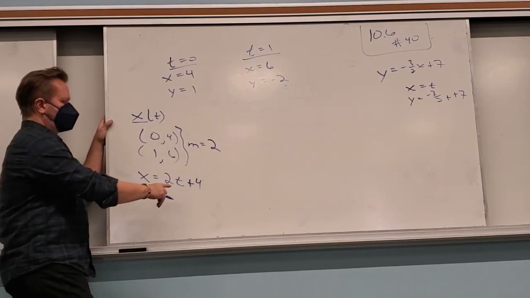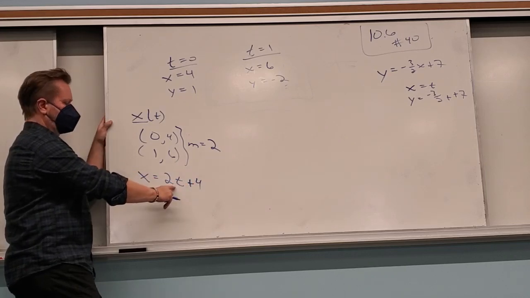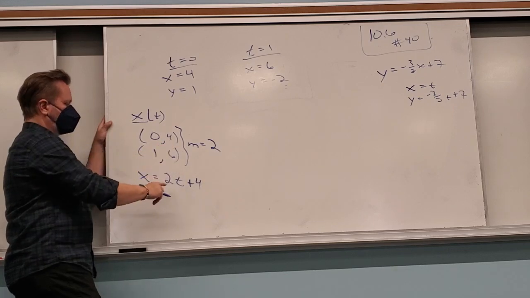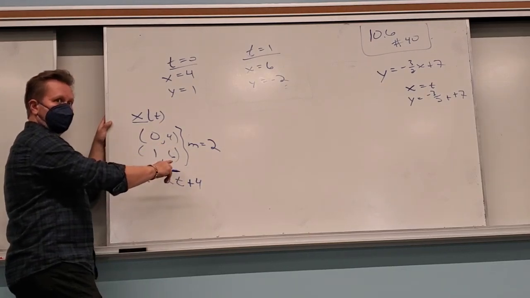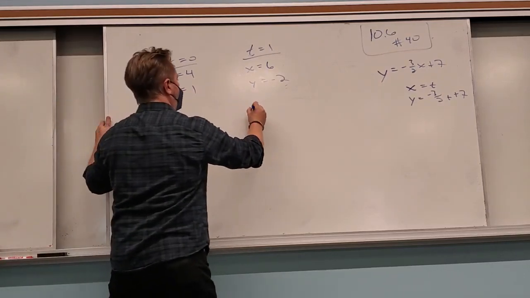So tell me, when t is 0, what's x in this equation? When t is 0, x is 4, like it's supposed to be. When t is 1, x is 6. All right, so what's supposed to happen for y?